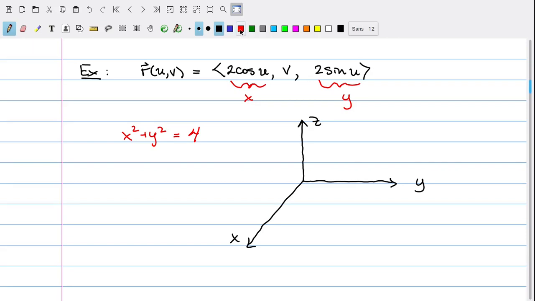Oh, and I'm being silly, aren't I? This is not y, this is z, isn't it? So it's x squared plus z squared equals 4. So this is a cylinder which is going to be centered around the y-axis. Like so.